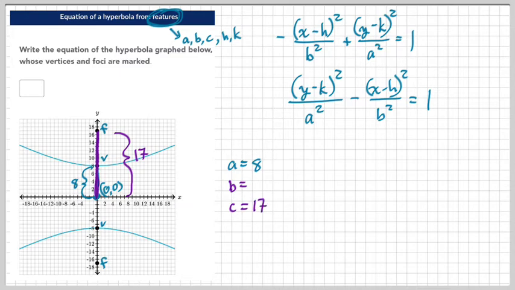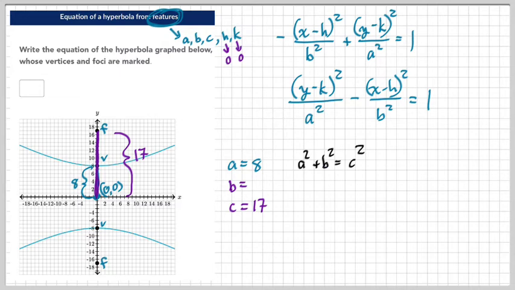So if we want to write an equation, what letter are we missing that we need? We need the B. Well, what about the H and the K? The H and the K are 0, clearly, because we're at the origin. Do you guys know the equation that relates these letters together? A squared plus B squared equals C squared.